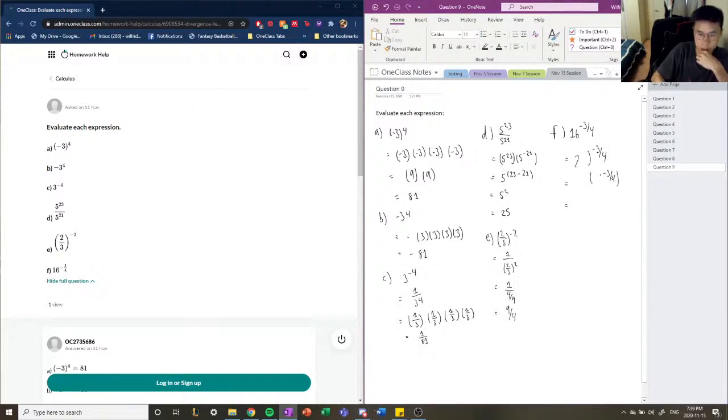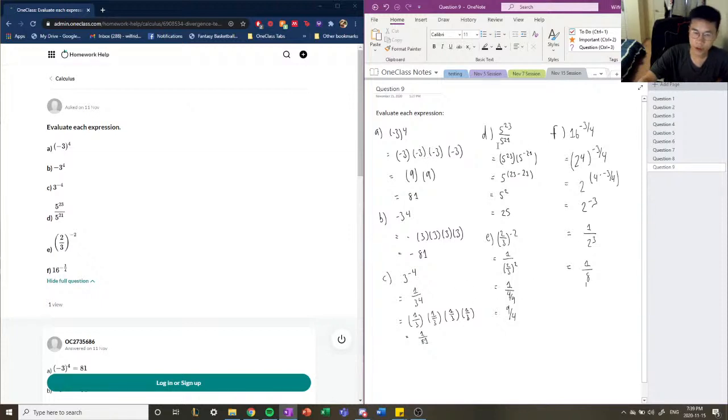So this can be written as 2 to the power of 4, which can also be written as 2 to the power of 4 times negative 3 over 4, which equals 2 to the power of negative 3. And we know that that equals 1 over 2 to the power of 3, which equals 1 over 8. Okay, so that's how you evaluate all these expressions.